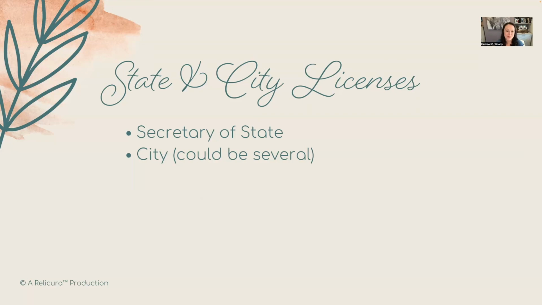For example, I have a city license for the city that I live in and where the business is based, but I also work with a client out in Astoria, a different city, and so I also have a City of Astoria license. So that's why I mentioned there could be several, and you will discover that as you acquire clients in different cities.